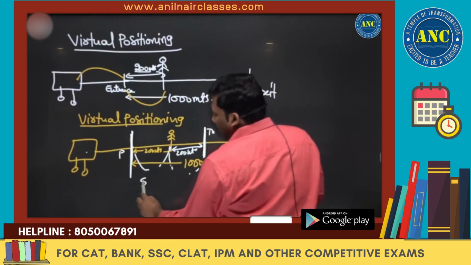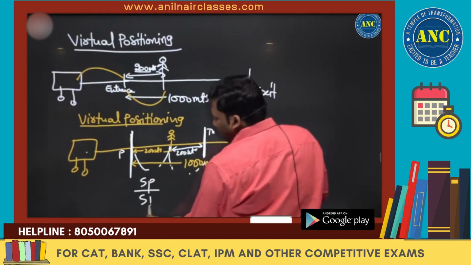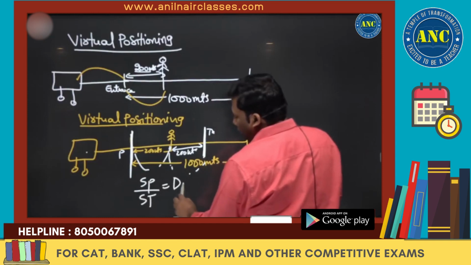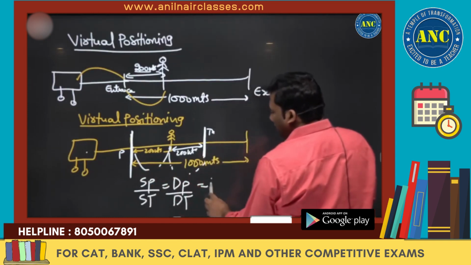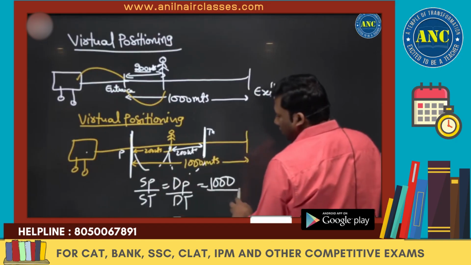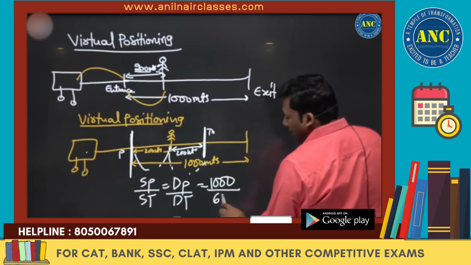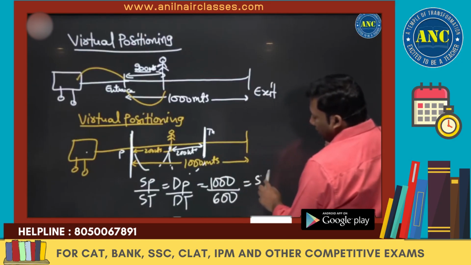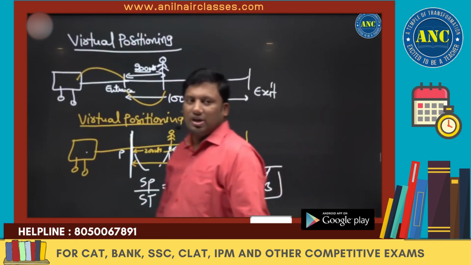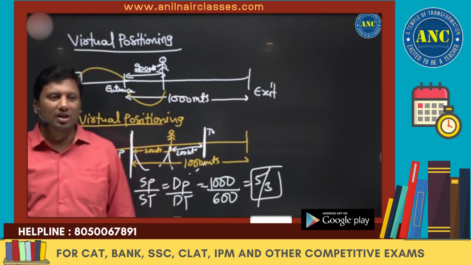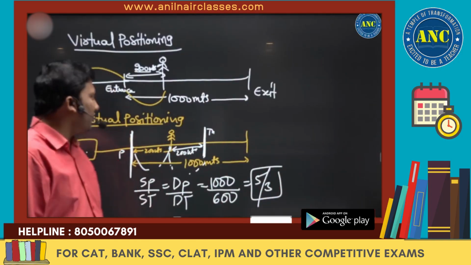The thief is here. So at this point of time, speed ratio is equivalent to distance ratio. The total distance the police have to cover is 1000. How much does the thief have to cover? 600. So 1000 by 600. What is the answer? 5 by 3. In a single step you get the answer: 5 by 3.